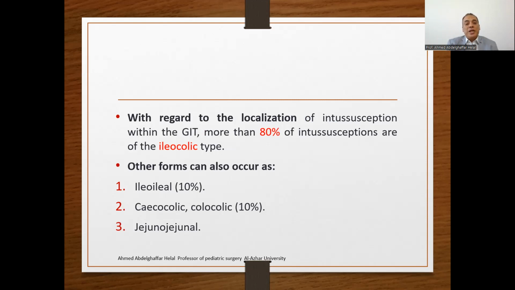Other forms may be ileoileal, which means that one segment of the ileum invaginates into another segment of the ileum, and also cecocolic, colocolic, and jejunal types of intussusception. However, the most common is the ileocolic.